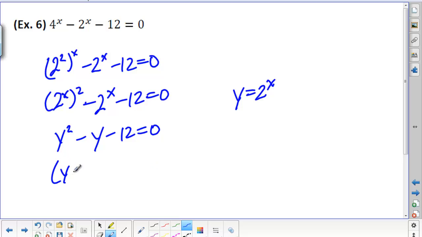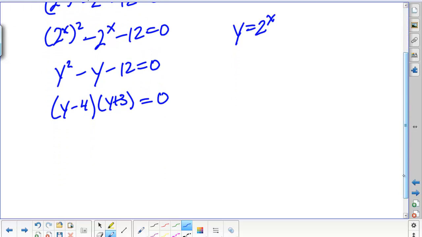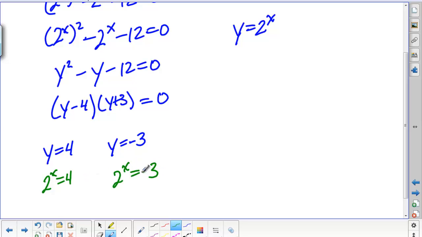And you can factor that. It's y minus 4 times y plus 3. Actually, let's just jump straight to it: the zeros here are 4 and negative 3, right? Remember, we're not actually solving for y, we're solving for x. And y is 2 to the x. So this is saying that 2 to the x equals 4 and 2 to the x equals negative 3, right?